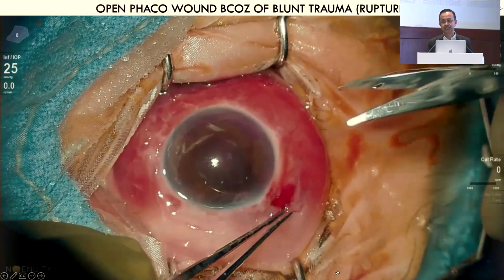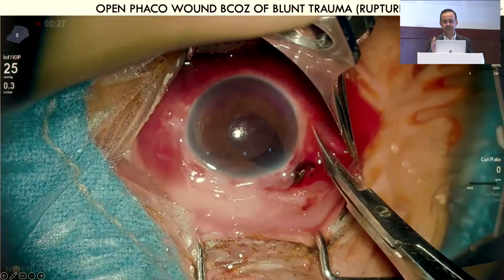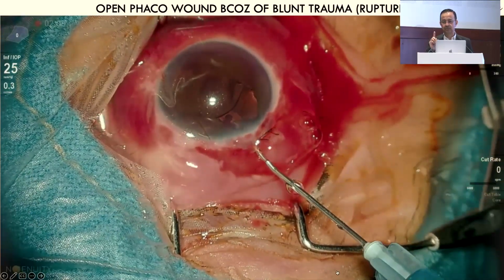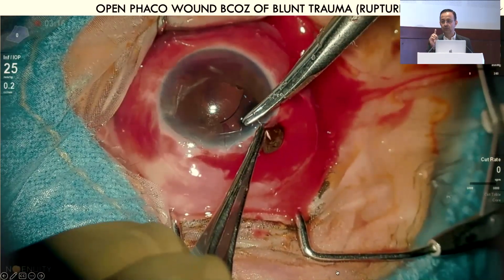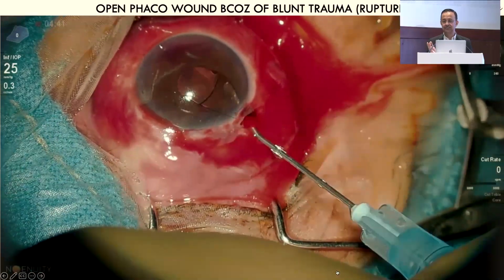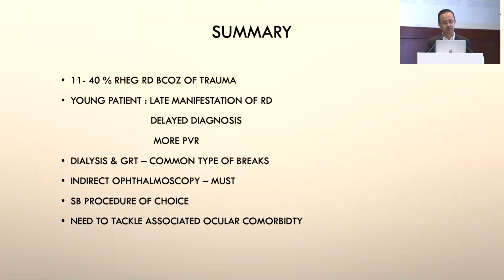So remember, whenever you have a blunt trauma, especially in an operated eye, whether it is a closed globe or an open globe, if you want to ascertain, the first place to look is the wound site wherever the phaco or a cataract surgery is done, and most of the time your diagnosis would change from a closed globe injury to an open globe.